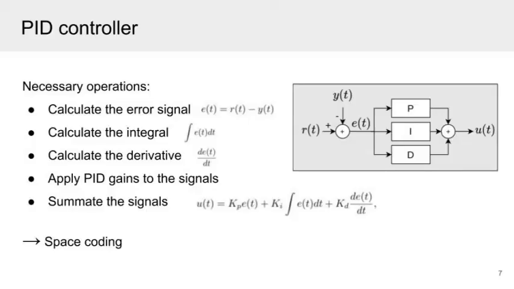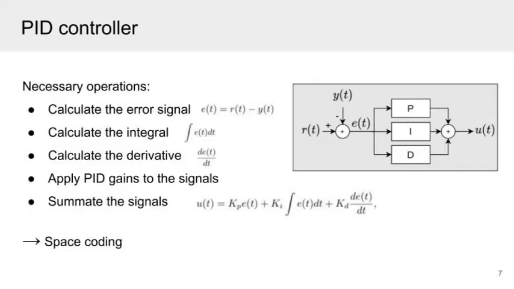The classical PID controller is a simple controller and fits most closed-loop control tasks of dynamical systems. For drone control, the PID controller calculates the error signal E by subtracting the current angle of the drone Y from the desired angle of the drone R and outputs the motor velocity for the drone. This can be achieved with 5 arithmetic operations: calculating the error signal, calculating the integral, calculating the derivative, applying PID gains, and summing the signals.